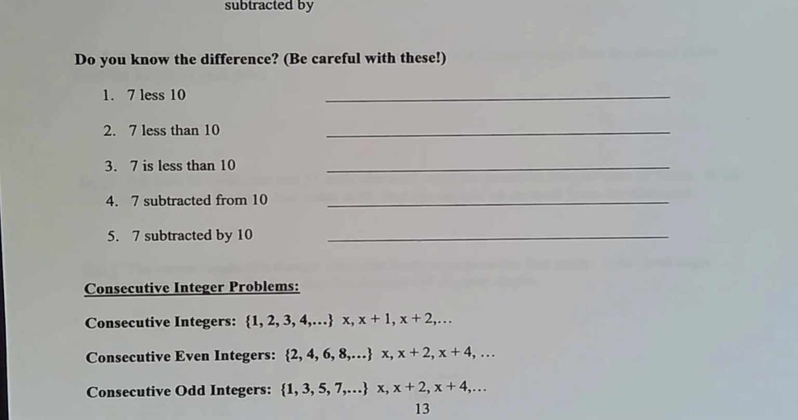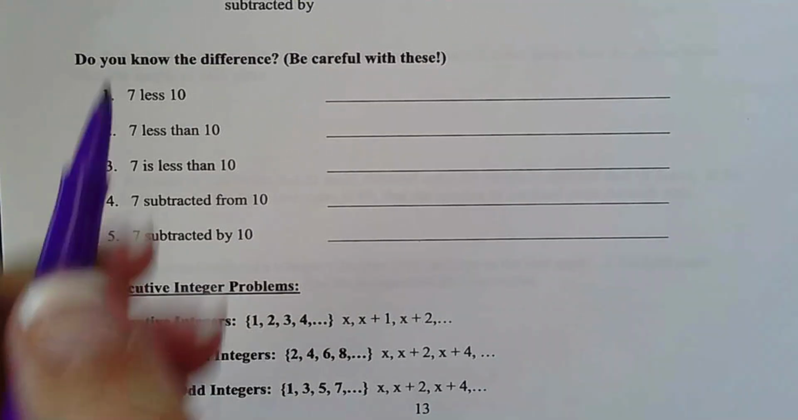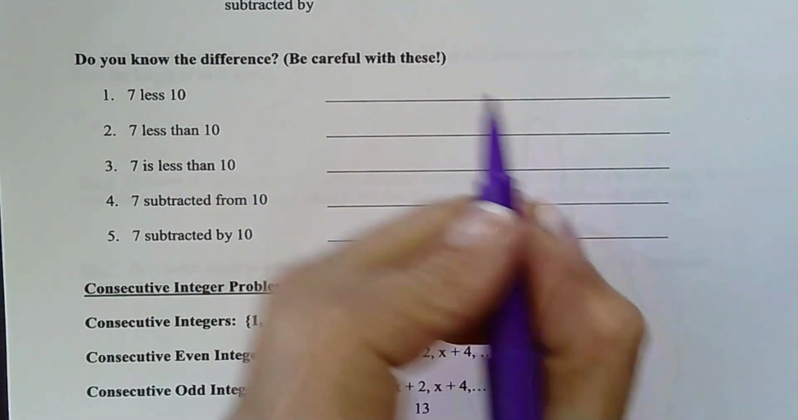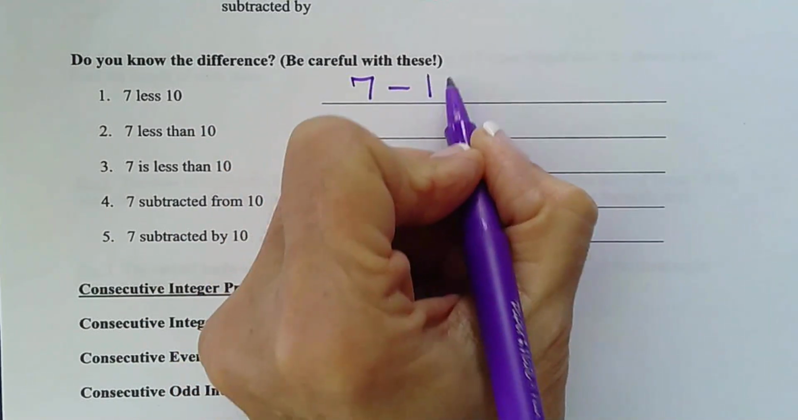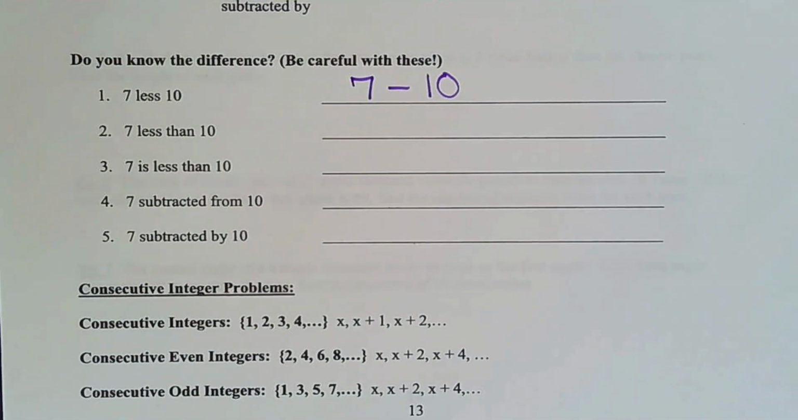Great practice problems, right? Yes, very good review of what we learned in lesson 1 and then again in lesson 2. So we learned less just means subtract. It's a direct translation. 7 subtract 10. So anytime you see the word less, it's just another word for subtraction. So 7 subtract 10, 7 less 10.